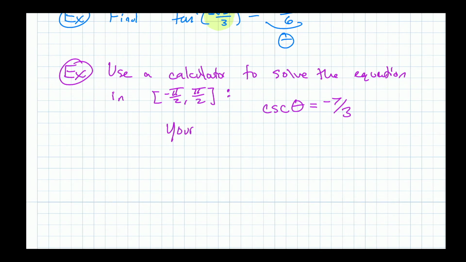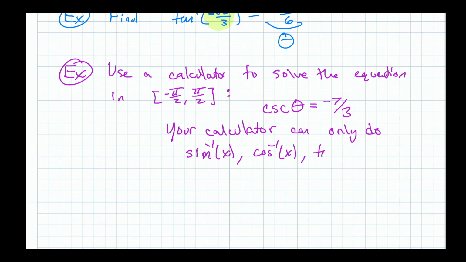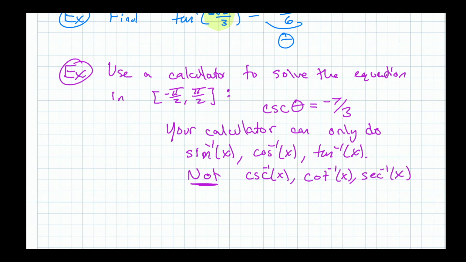So your calculator can only do sine inverse, cosine inverse, tangent inverse, not cosecant inverse, cotangent inverse, and what's the other one? Secant inverse. Right? So it can only do the three basic ones, sine, cosine, tangent, not cosecant, cotangent, secant.